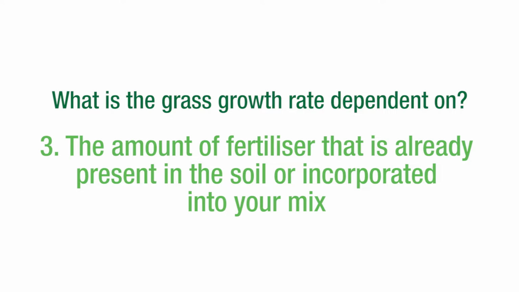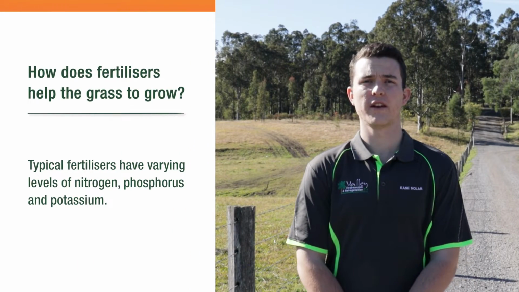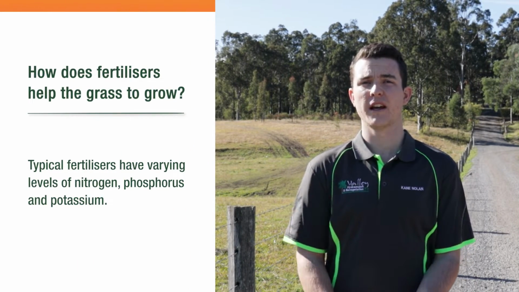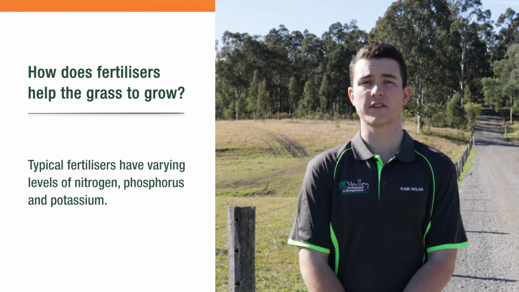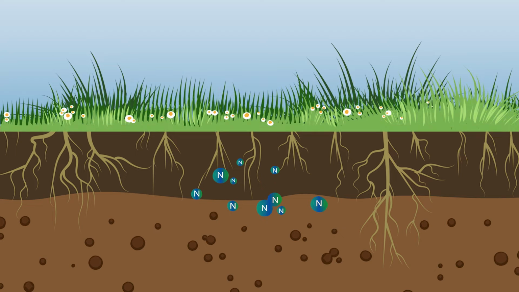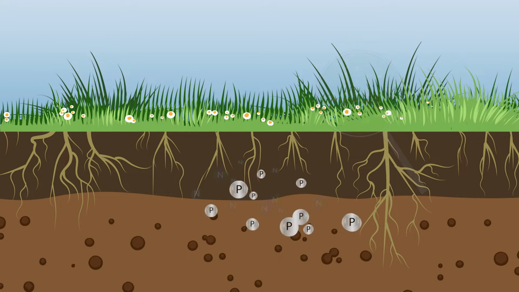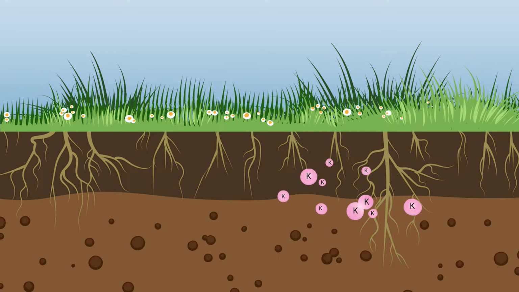Number 3, the amount of fertiliser that is already present in the soil or incorporated into your mix. Typical fertilisers have varying levels of nitrogen, phosphorus and potassium, each of which serve the following important functions. Nitrogen works to promote green, healthy and dense leaf growth through the production of chlorophyll. Phosphorus works to promote healthy root development. Potassium promotes the movement of vital fertilisers inside the plants, such as water and sugars.